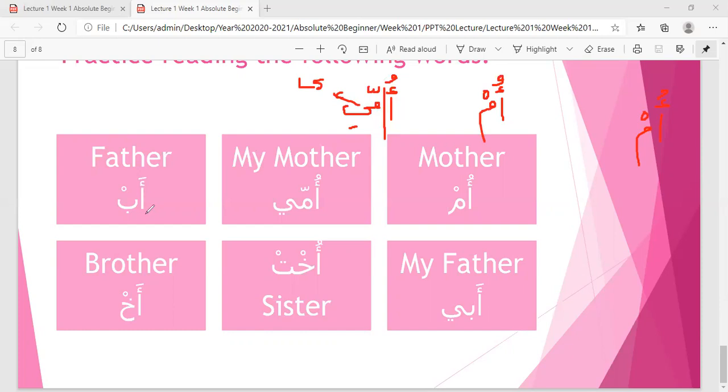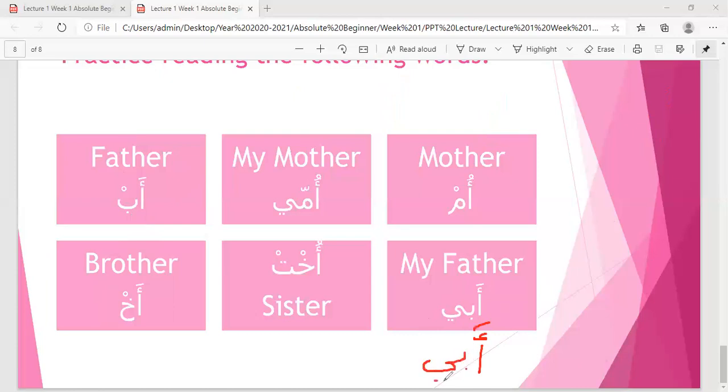Okay? Yalla, read this. Ab. Read it together. Ab, which means father. Yalla, my father. Again. My father. Abi. Bravo. Wow. Abi is my father.